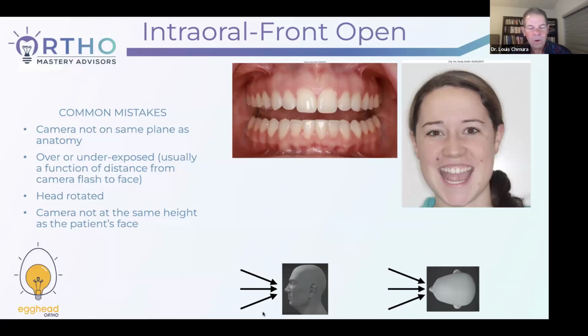You also have all the same other problems with overexposure and underexposure and that sort of thing. But what you're looking for is standardization so you can compare before and after.